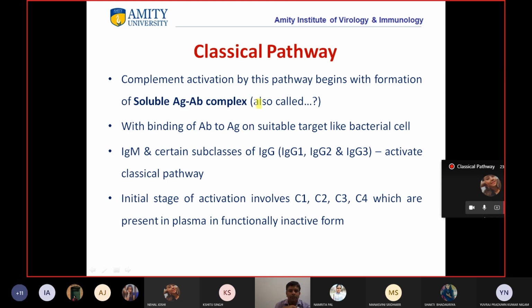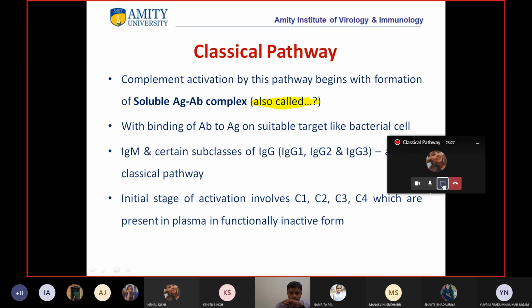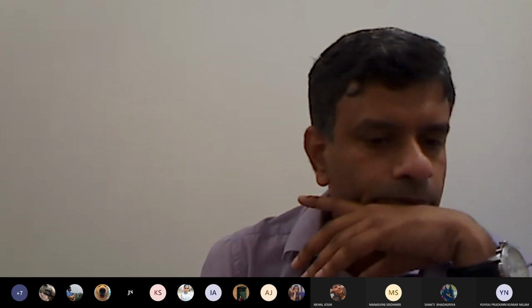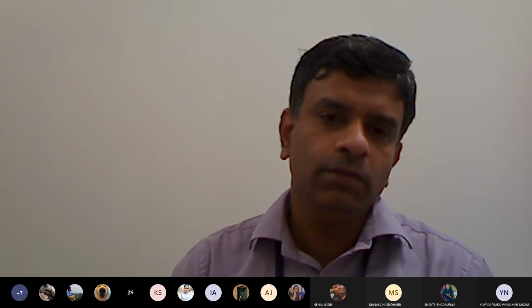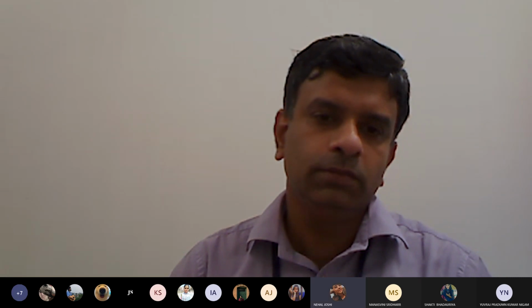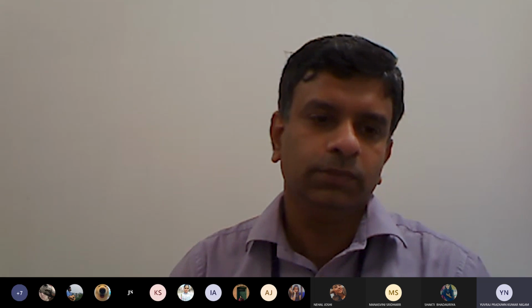Students, antigen antibody complex is also called as... I think I have discussed this term a lot of times. In the previous class also I discussed this thing. So it is also called as immune complex, right? Clear? Yes, sir.